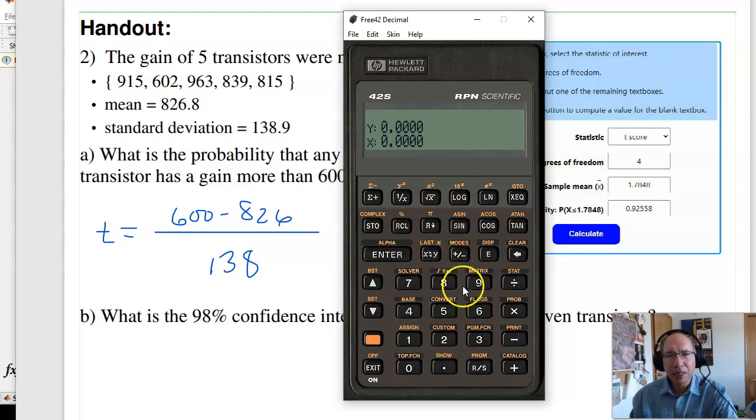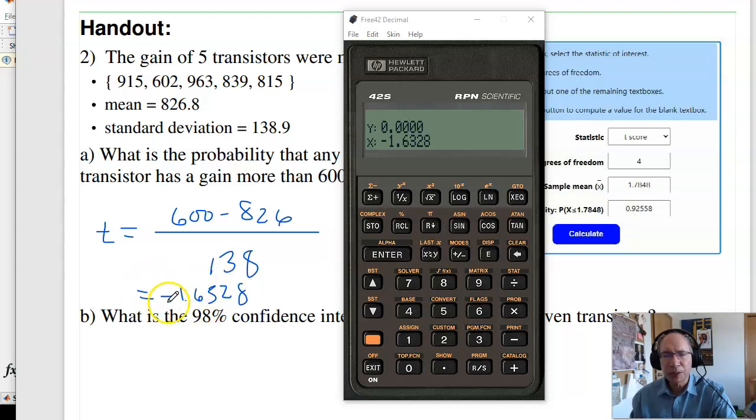So I would have 600, 826.8 divided by 138.9. T-score is minus 1.6328. The plus minus, don't worry too much about. If I do the minus, that'll be the left tail over here. If I do the plus, it'll be this area.